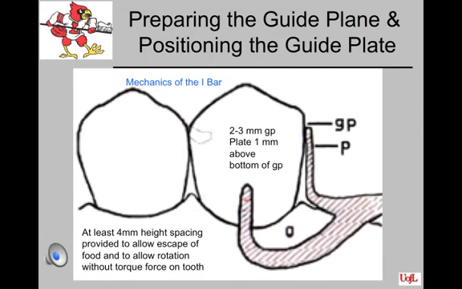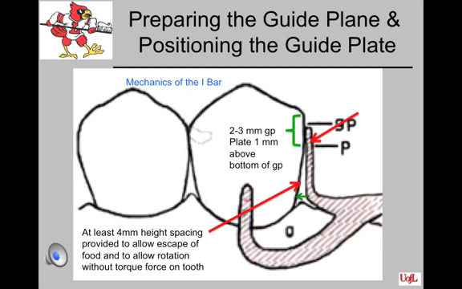This illustrates that the guiding plane is prepared through an area of 2 to 3 millimeters from the marginal ridge apically. The guiding plate is placed 1 millimeter above the bottom of the guide plane and touches the tooth through at least 1 millimeter. The laboratory will prepare the cast to provide at least a 4 millimeter opening beneath the guiding plate. This space allows food and debris to escape and not be jammed into the sulcus. This space also allows the partial to depress under masticatory forces, and the guide plate then rotates toward the tooth but does not torque the tooth.